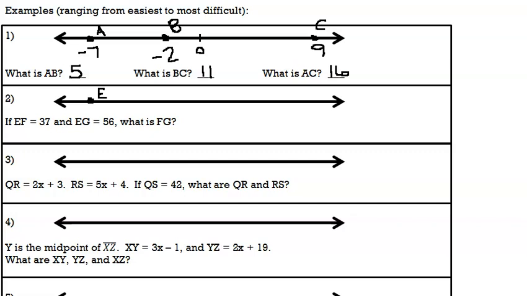We've got F, which is going to be about 2/3 of the way down. Now I just want you to draw these for yourself, and I want you to start seeing what's going on here. So E, F, G. So EF is 37, EG is 56. What is FG? Now this goes back to what we just said. The part plus the part equals the whole.